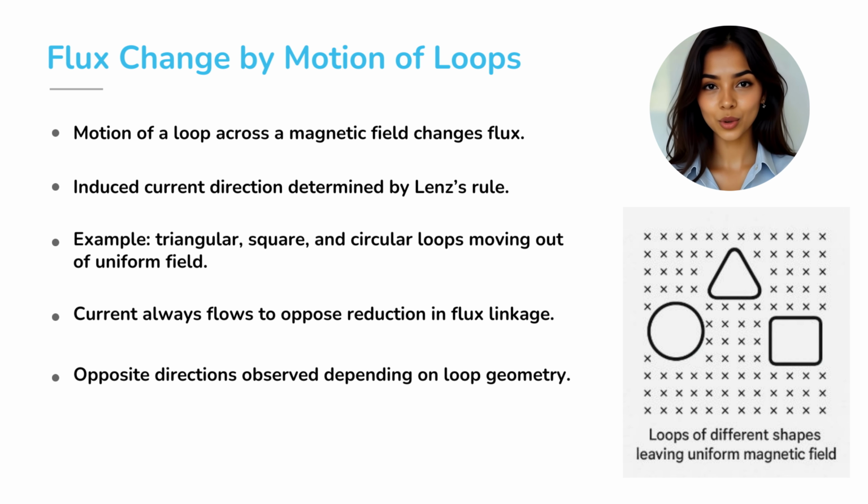The shape of the loop only changes the path of the current. But the principle stays the same. The induced current always opposes the change in magnetic flux.